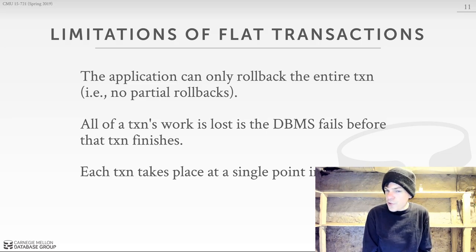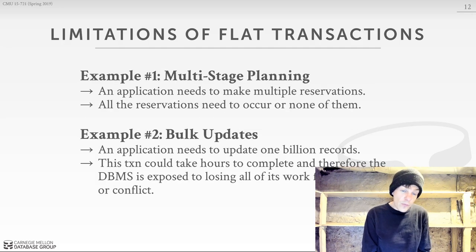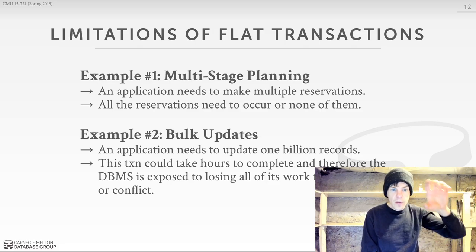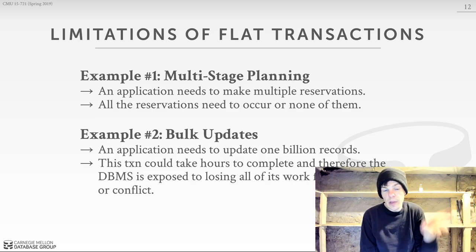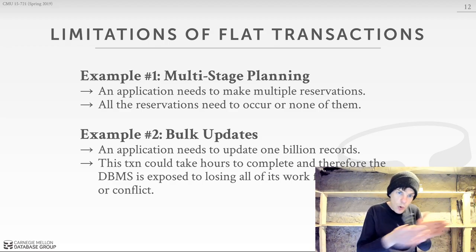So this is sort of abstract, right? Maybe it's hard to understand why this might be problematic. So let's actually look at some real examples. The first example of a deficiency with flat transactions is when you want to do what is called multi-stage planning. Think of it like you're a travel agent, and somebody wants to book a flight from Pittsburgh to Florence. Well, you can't fly directly from Pittsburgh to Florence. So say you had to book a flight from Pittsburgh to JFK, from JFK to Rome, and then maybe instead of taking the plane up to Florence, you take the train. Each of those tickets I have to get is one stage.